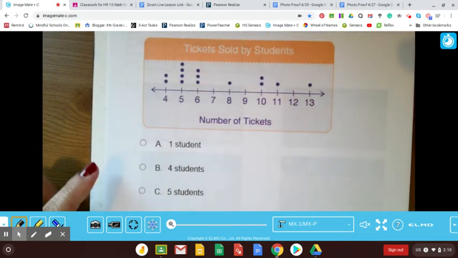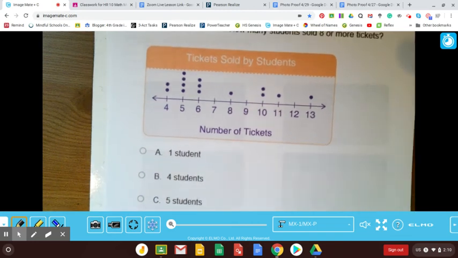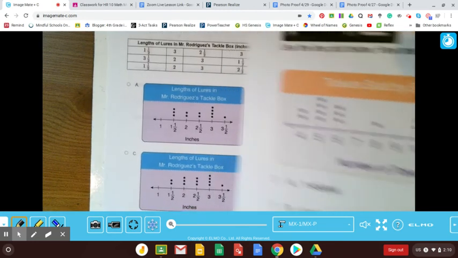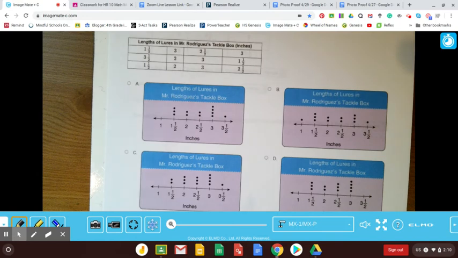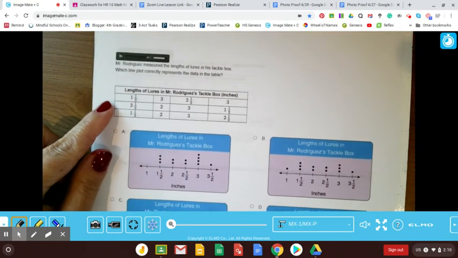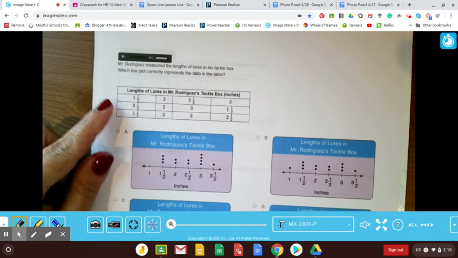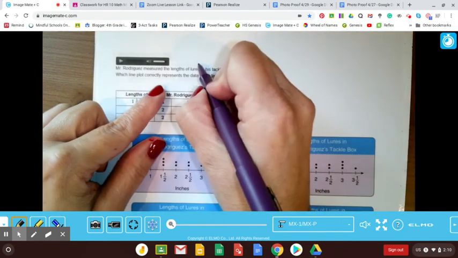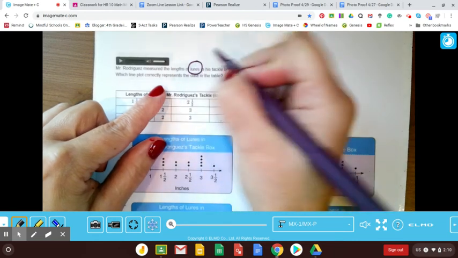Question 7 is pretty simple, I'm actually not even going to go over this. Okay. This is question 8. Mr. Rodriguez measured the lengths of lures in his tackle box. All right. I wanted to go over this question because of the word lures.